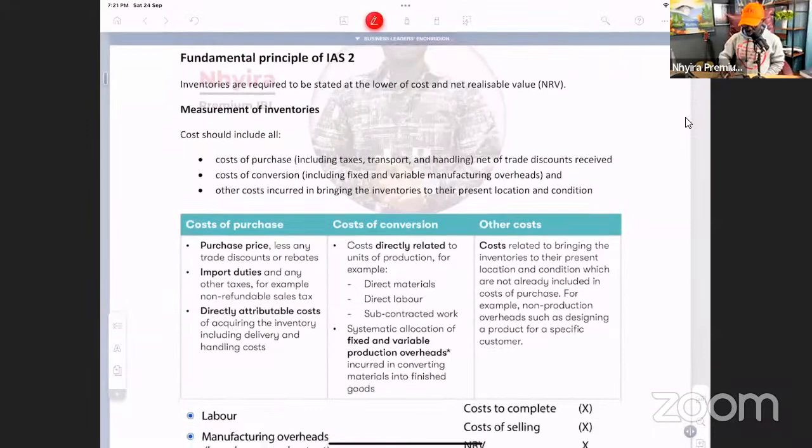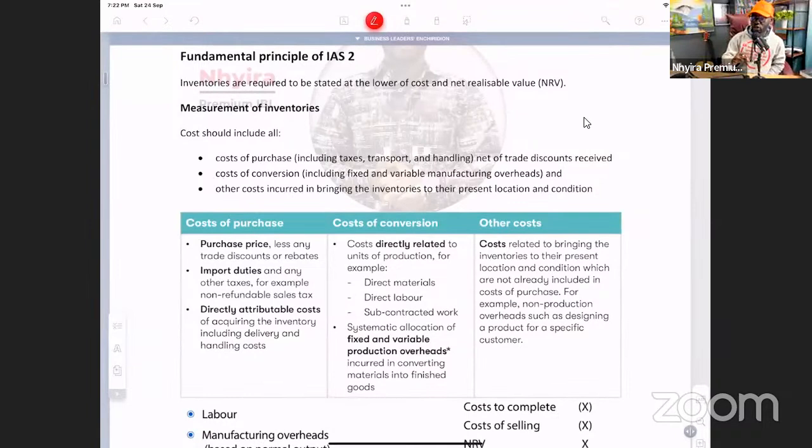According to IAS 2, the initial cost of inventory shall include three things in general: the cost of purchases, the cost of conversion, and other direct costs. Now, this is typically if we are dealing with a manufacturing company. So if you are dealing with a manufacturing company, then the inventory cost will have these three components.